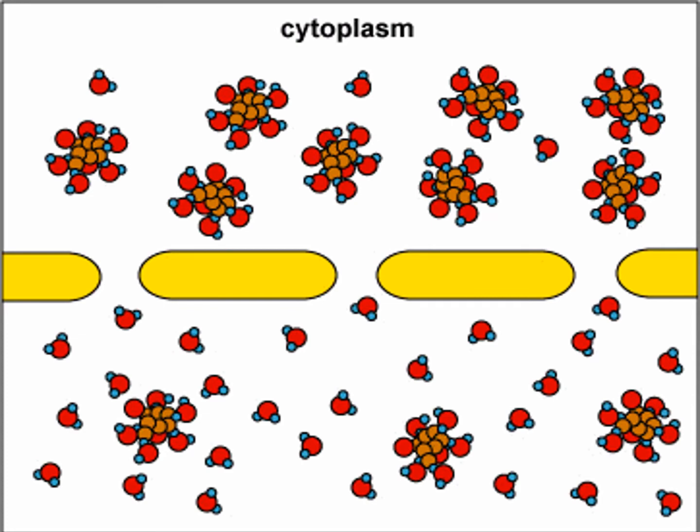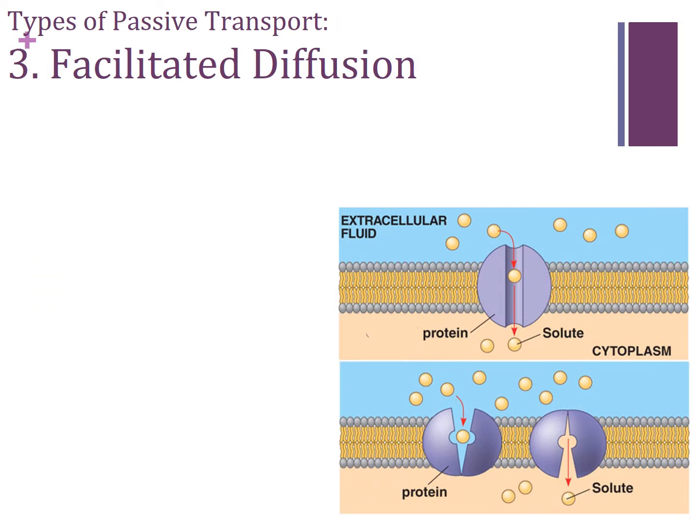This is just a picture that shows the movement of water across the cell membrane. The third type of passive transport is facilitated diffusion.